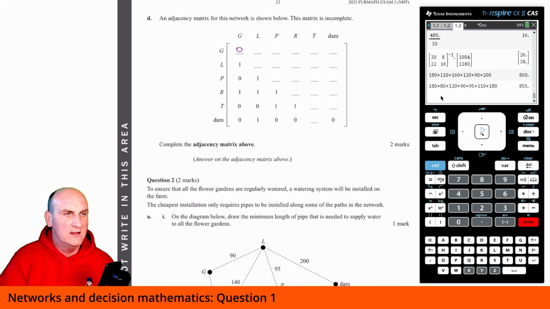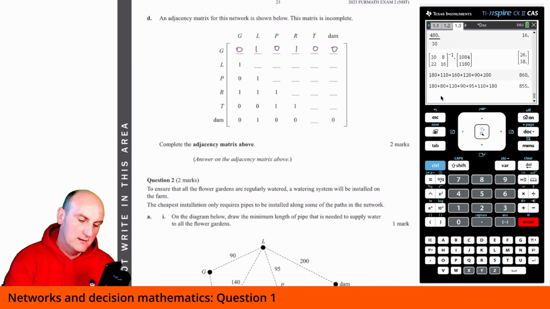G to L is 0. So G actually can only connect to L and R. So G connects to L. And G connects to R, which just so happens to be exactly the same. So that row there is the same as that column there. So I'm going to look at the leading diagonals. Because there are no loops, there are going to be zeros on all of those. And then theoretically speaking, I can just copy each row as columns. So 1, 0, 1, 1, 0, 1, 1, 0, 1, 1, 0, 1.